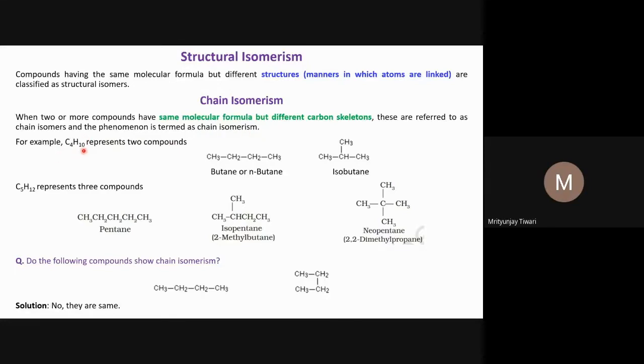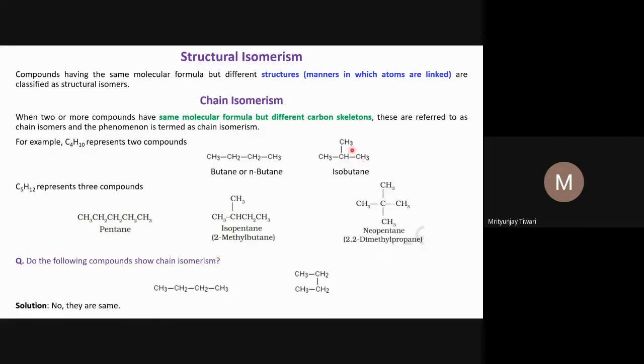The example is C4H10. This butane, or n-butane, is one compound, and if I bring this CH3 group to the middle carbon and connect it to this carbon atom, I have to replace one hydrogen to here and the CH3 group to here. So you can see this compound: CH3, CH, CH3, CH3. I have to migrate one hydrogen to here just to maintain the tetravalency of the carbon atom.